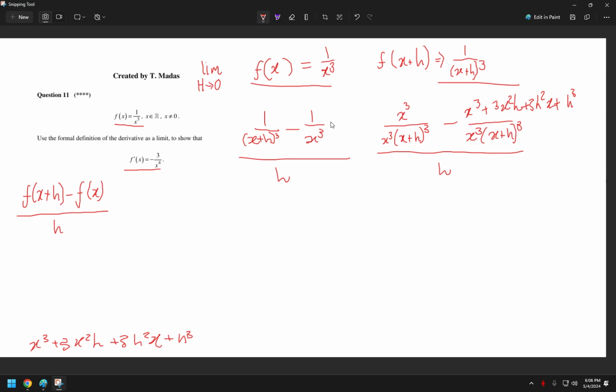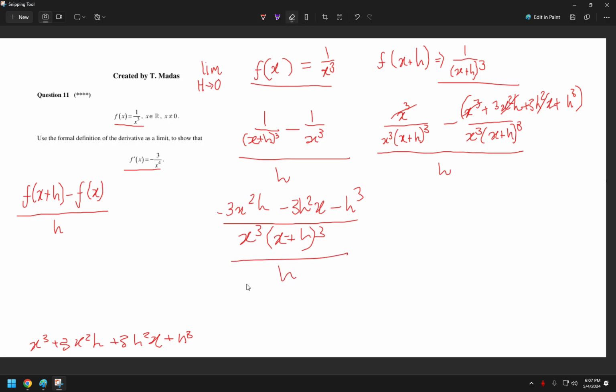So let's just finish solving this box that we have right here. These two cancel out, and now you just have minus 3x squared h. To make it easier, we'll put a bracket here so that you know it's multiplied by a negative. So 3x squared h minus 3h squared x minus h cubed, and then all over x cubed, x plus h cubed, and all over h.